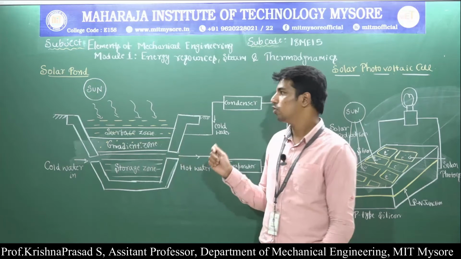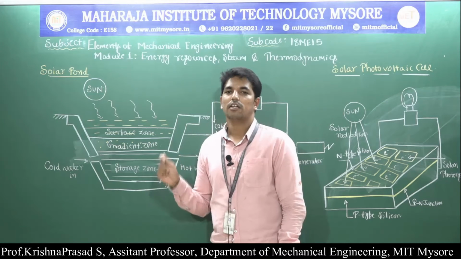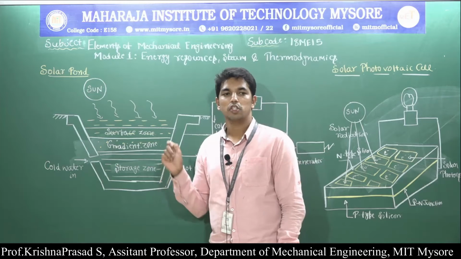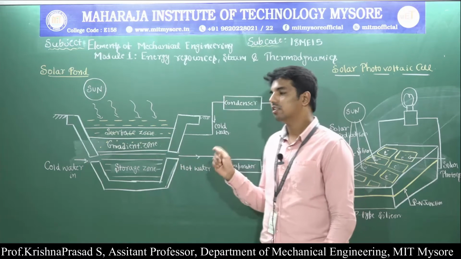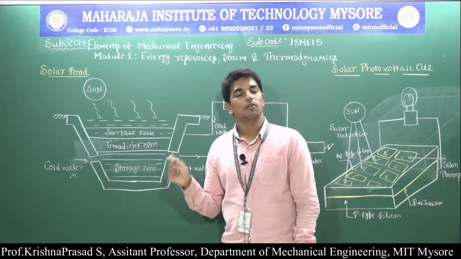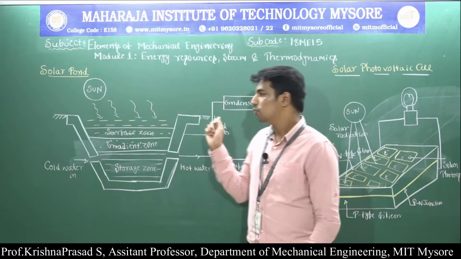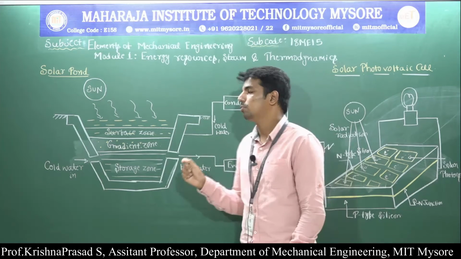So what is meant by the solar pond? A solar pond is a pool of salt water that is used to collect and store solar energy in the form of heat. The heat energy is then used for various applications like drying food grains. It is also used for electrical power supply and for power generation.